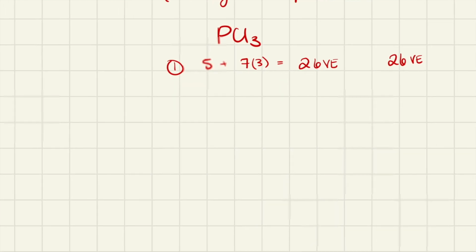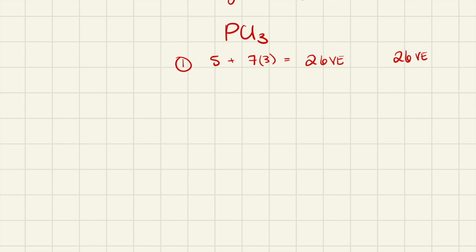One of the 2 rules to ensure that you have a correct Lewis dot structure is the correct number of valence electrons. 2 rules. If we don't have 26, this will not be correct.